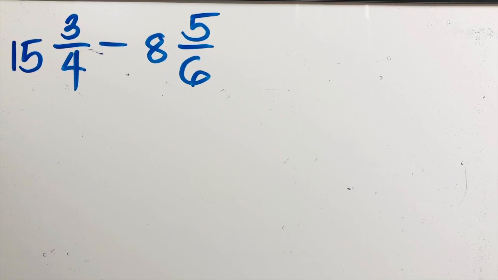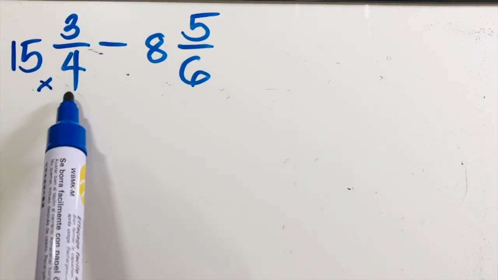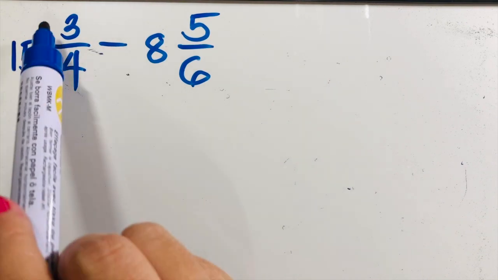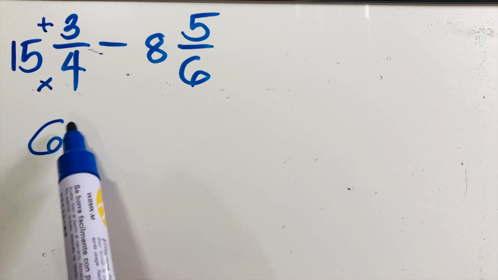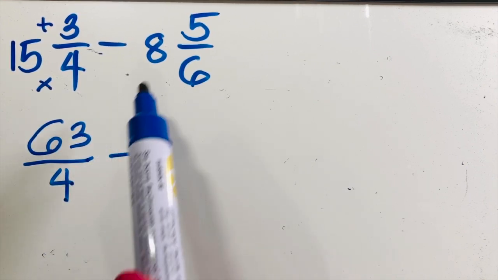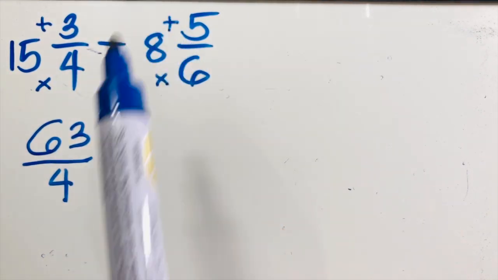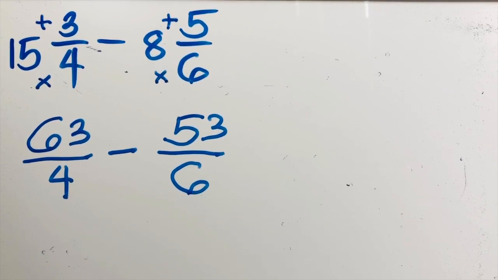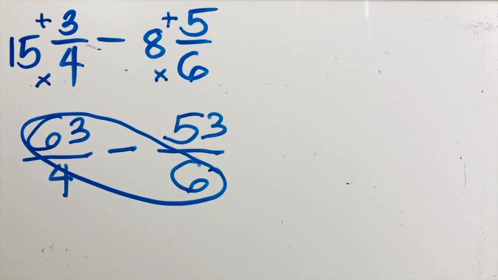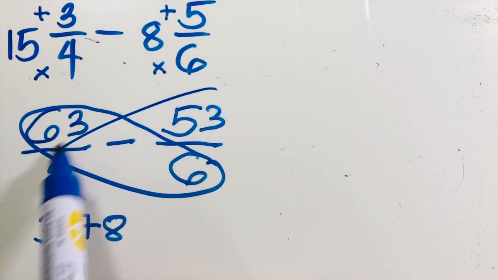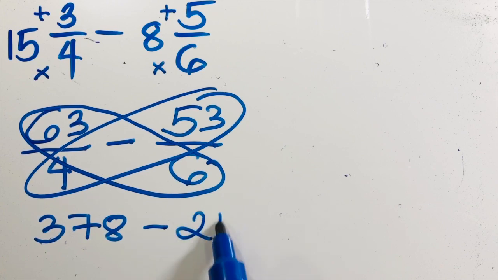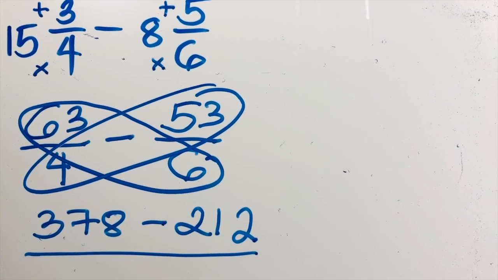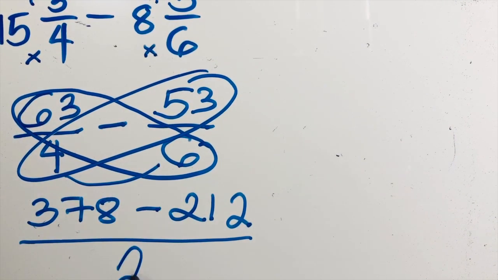And lastly, subtraction of mixed numbers. Same thing. Convert this to an improper fraction. 4 times 15 is 60, plus 3 is equal to 63. Copy the denominator. 8 times 6 is 48, plus 5 is equal to 53. Copy the denominator. And let's follow the same process. 63 times 6 is equal to 378. Then 4 times 53 is equal to 212. And the denominator will be 4 times 6 is equal to 24.